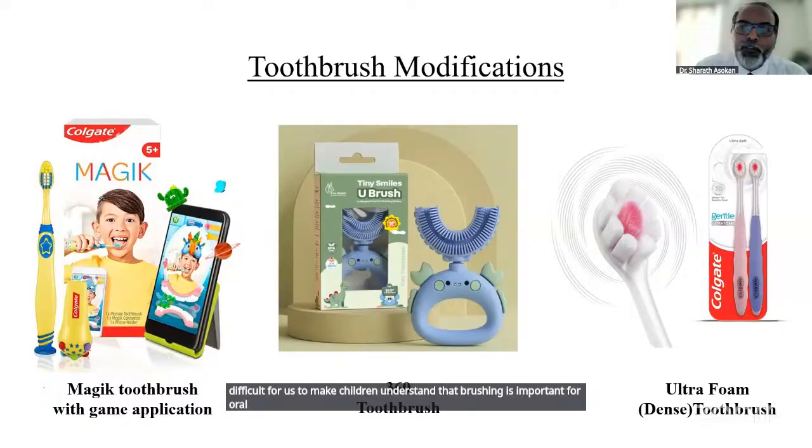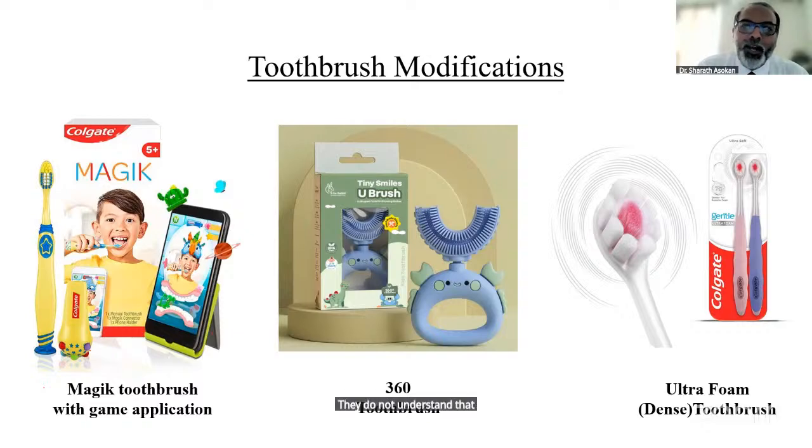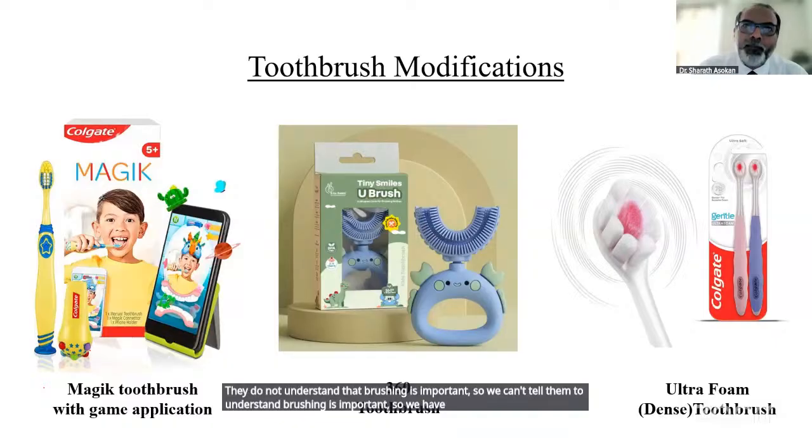Till about 7 years of age, children generally have something called egocentrism. They do not understand that brushing is important, so we can't just tell them to understand it. So we have to create some game-like activity where we can have a magic toothbrush with a game application. You have an app, you have a timer, and children are asked to brush for 30 seconds, 1 minute, like that.